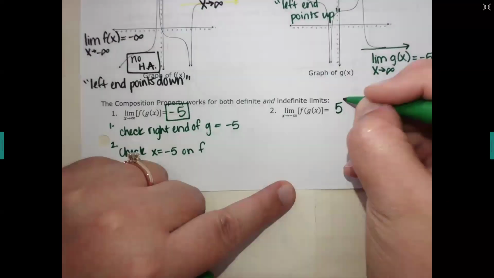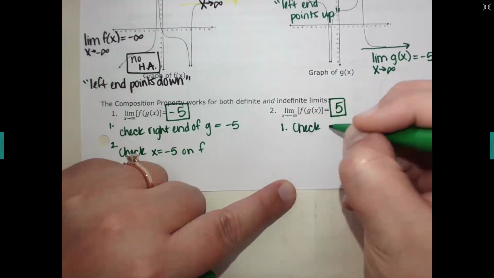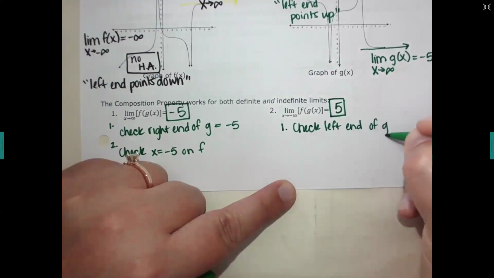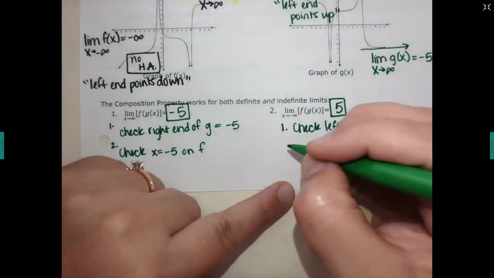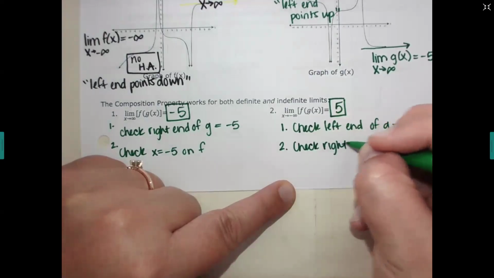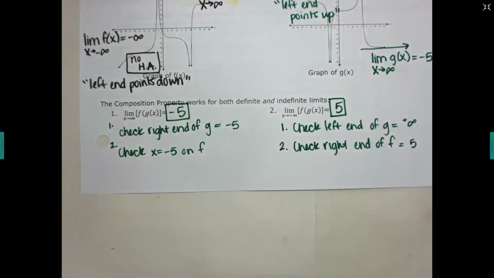So let's write your answer. And then we'll put little steps. So the first thing we did was we checked the left end of the G graph. And that end was pointed up to infinity. But because that Y value becomes an X value, that means that then I was checking the right end on the graph of F. And then that gave me 5. Okay?